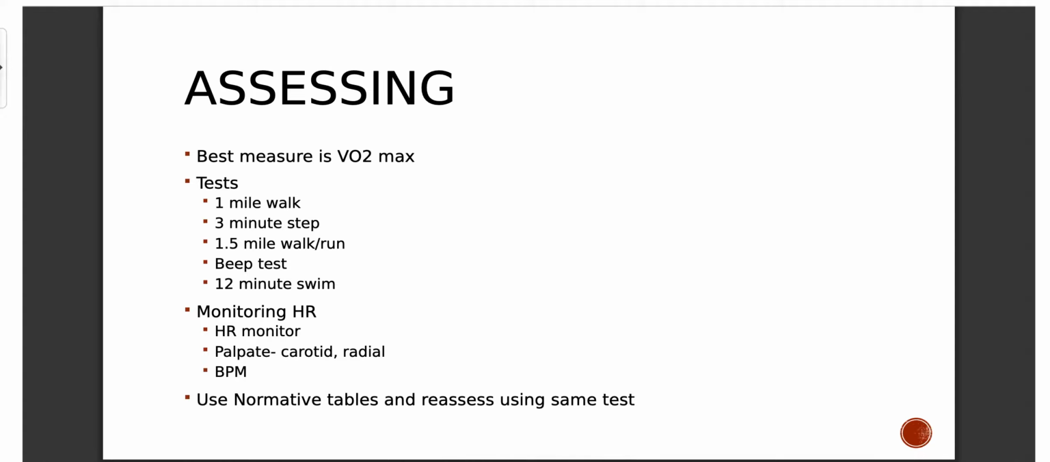One of the first things we need to talk about is assessment. And assessment as it relates to cardiorespiratory endurance is really looking at how well your lungs can get oxygen in, and how well your body can move that oxygen through your blood and get it to where it's needed in the muscles, and then how well your muscles can utilize those nutrients.